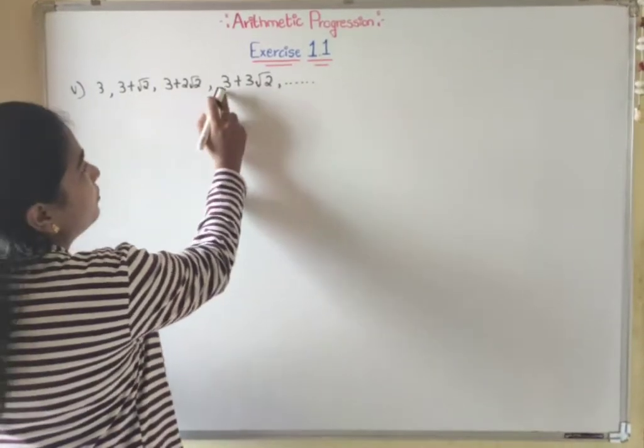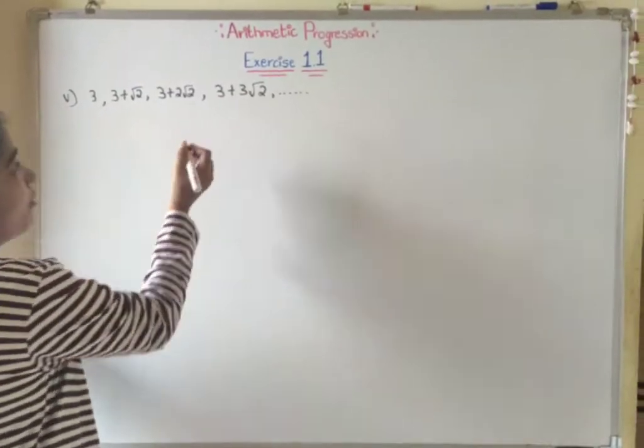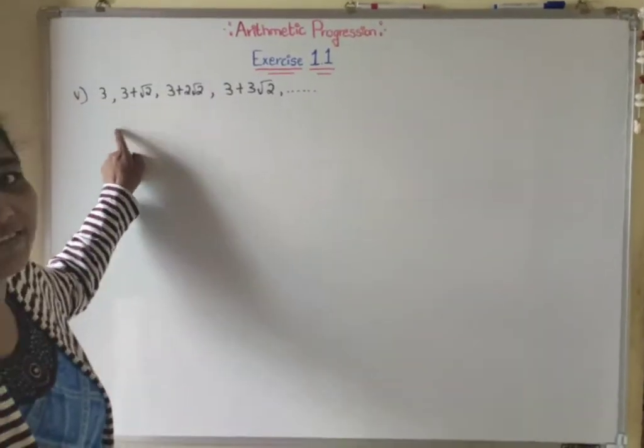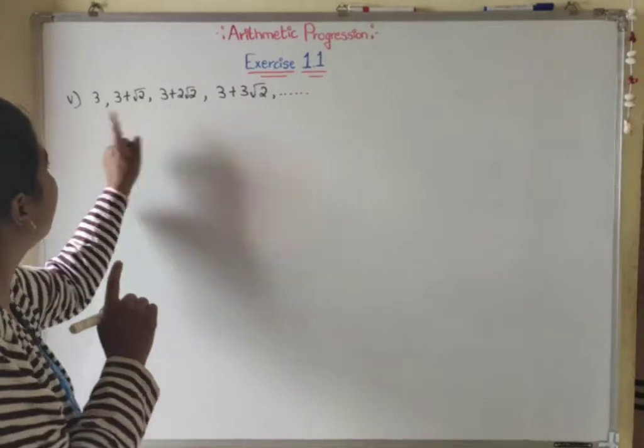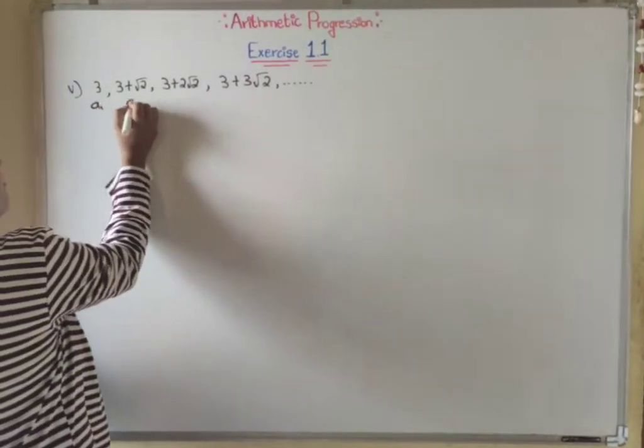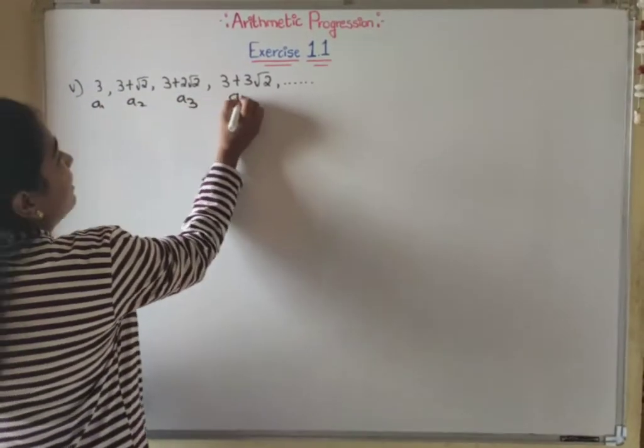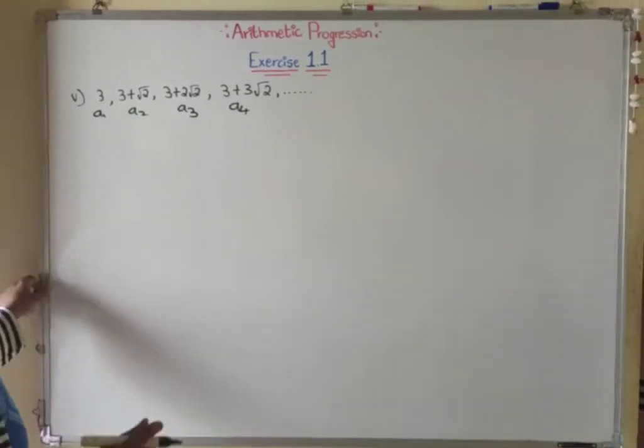Question: 3, 3 plus root 2, 3 plus 2 root 2, 3 plus 3 root 3. We will check the common difference here. If the common differences are the same, the given list of numbers is an AP, or else it is not an AP. Now A1, A2, A3, A4. We will check for the common difference here.